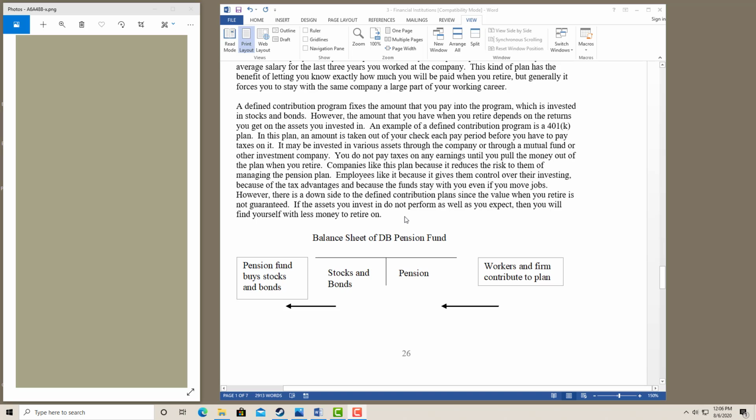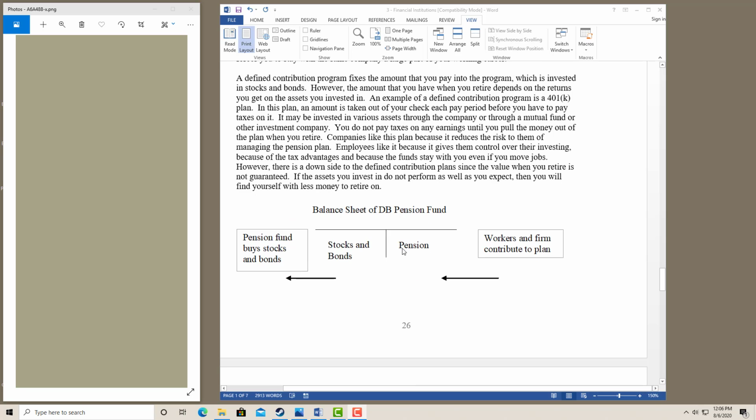In a defined benefit pension fund, workers and the firm contribute to the plan, and then that money is invested in stocks and bonds. So if you see the balance sheet of the defined benefit pension fund, assets are stocks and bonds, the investments that they make, and the pension is what they owe the workers. And what makes a defined benefit pension fund defined benefit is that the benefit is defined in terms of how many years you worked for the company and what salary you had. So if you'd worked for 30 years and you had a salary of so much, that would determine how much you get paid in your pension.